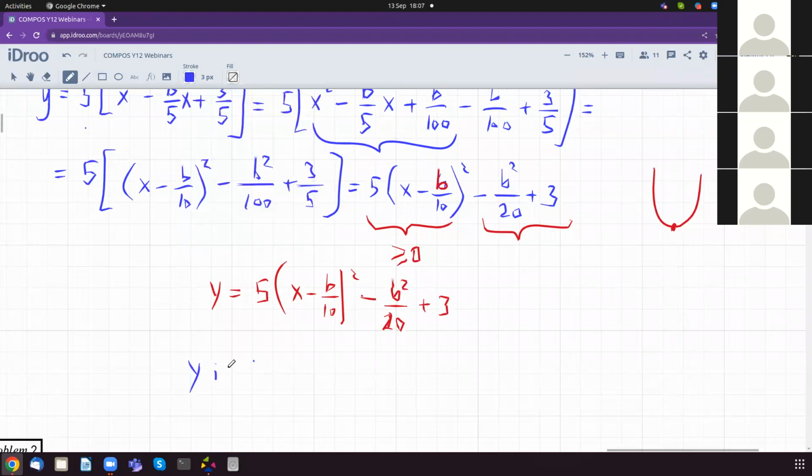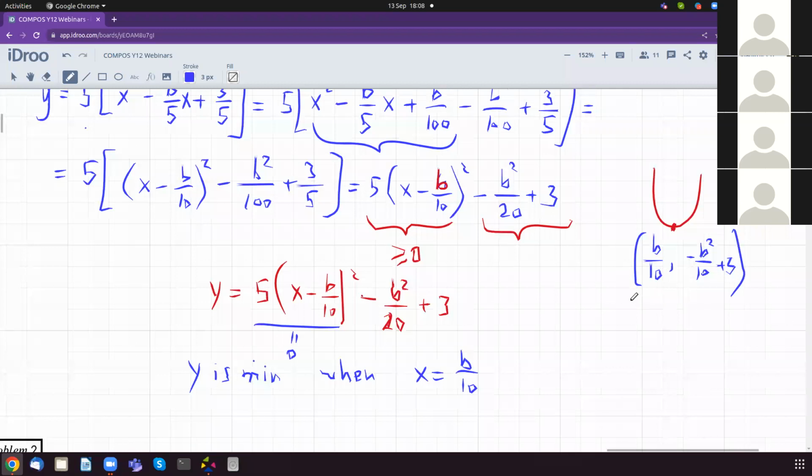y is minimum when x is b over 10, because this is when this part of the expression is 0. So this has to be 0. So b over 10 is the x coordinate of the vertex. And then if we substitute b over 10 here, this becomes 0, and y becomes minus b squared over 10 plus 3. Okay, and this is the answer.